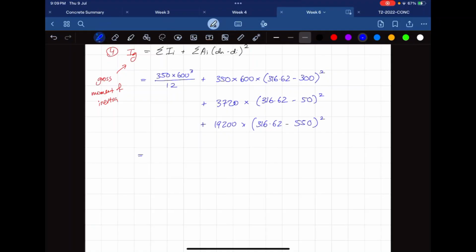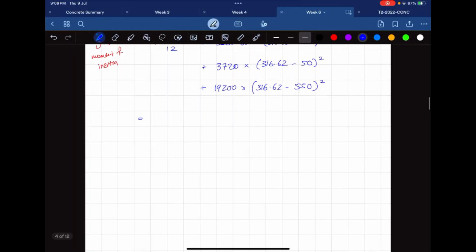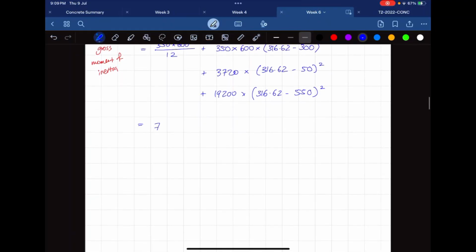Which you end up getting to be, that's a huge number, 7.67 times 10 to the power of 9 millimeters to the 4.